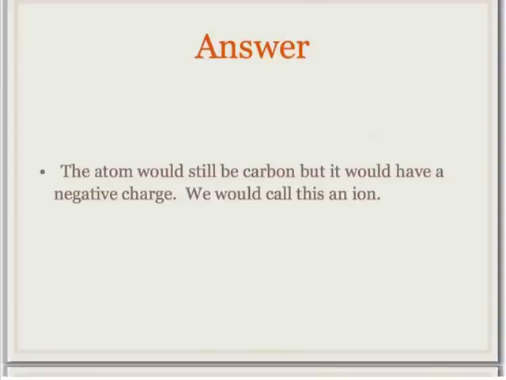Now, if you said it would still be carbon, that's correct, because it has 6 protons. But now we add an electron, so now we'll have 7 electrons. So if you had 6 protons and 7 electrons, that means you would have 1 negative charge, so it would be a negative 1, so we would have a carbon minus 1. And we would call this an ion.